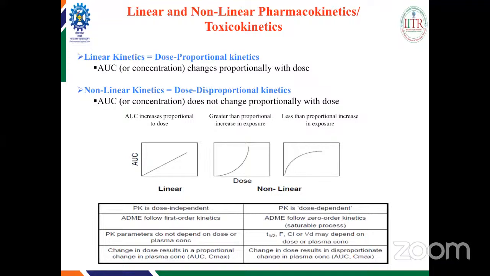But there are scenarios where you will see non-linear kinetics, where the exposure will not increase according to the dose. As you can see in these three figures, the first shows the linear correlation, where as the dose is increasing, AUC is increasing. In the second one, you can see that exposure is increasing more than the dose increase. And in the third one, the exposure is increasing less than the dose increase.